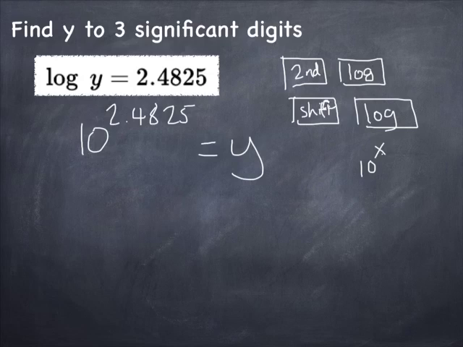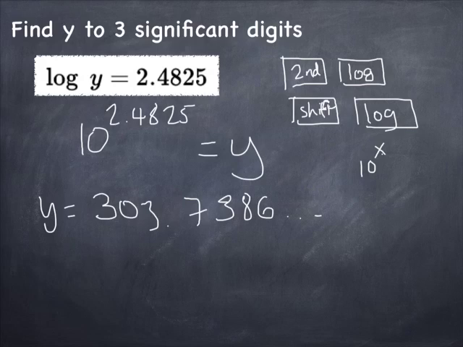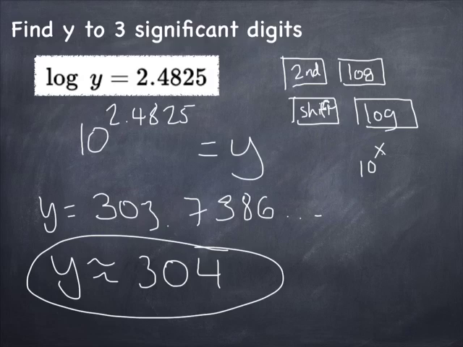So when you hit that, you get y equals 303.7386, and so on and so forth. It says to 3 significant digits, so I'm going to look at the 3 and the 7. I'm going to round the 3 up to 4. y is about 304. And that becomes my answer since I said round to 3 significant digits. If I ask for more digits, you give me more digits. If I ask for less digits, you give me less digits. It's the way it works.